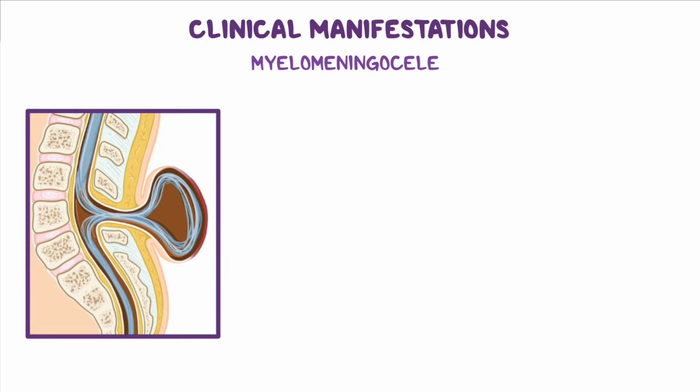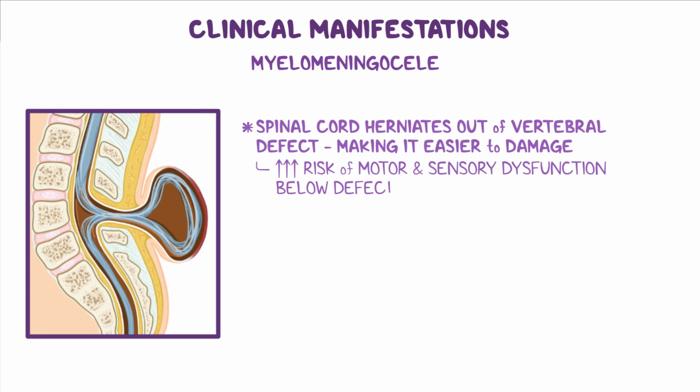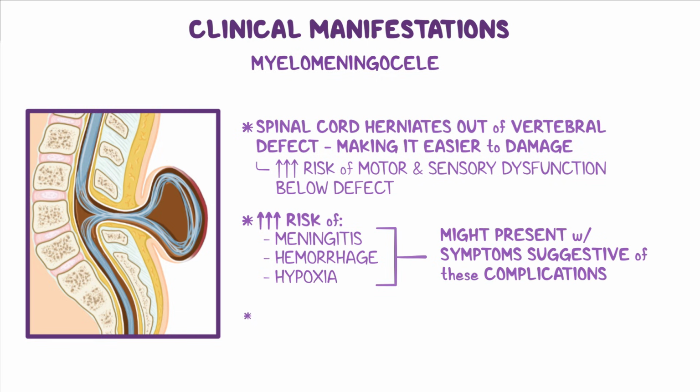However, a myelomeningocele has a high risk of neurological deficits because the spinal cord herniates out of the vertebral defect, making it easier to damage, thus increasing the risk of developing motor and sensory dysfunction below the defect. Additionally, the infant with such a defect has an increased risk of meningitis, hemorrhage, and hypoxia, hence the infant might present with symptoms suggestive of these complications. With a myelomeningocele, bladder and bowel incontinence can also be present.